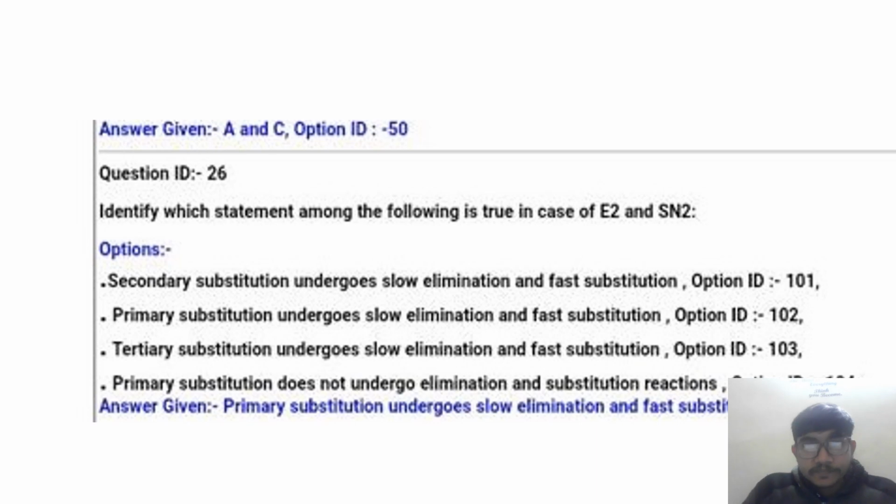And the last question was asked on E1 or E2 and SN2 reactions, and this one was from GPAT 2022. They have asked: identify which statement among the following is true in case of E2 and SN2. The options are: secondary substitution undergoes slow elimination and fast substitution; primary substitution undergoes slow elimination and fast substitution; tertiary substitution undergoes slow elimination and fast substitution; primary substitution does not undergo elimination and substitution reaction.